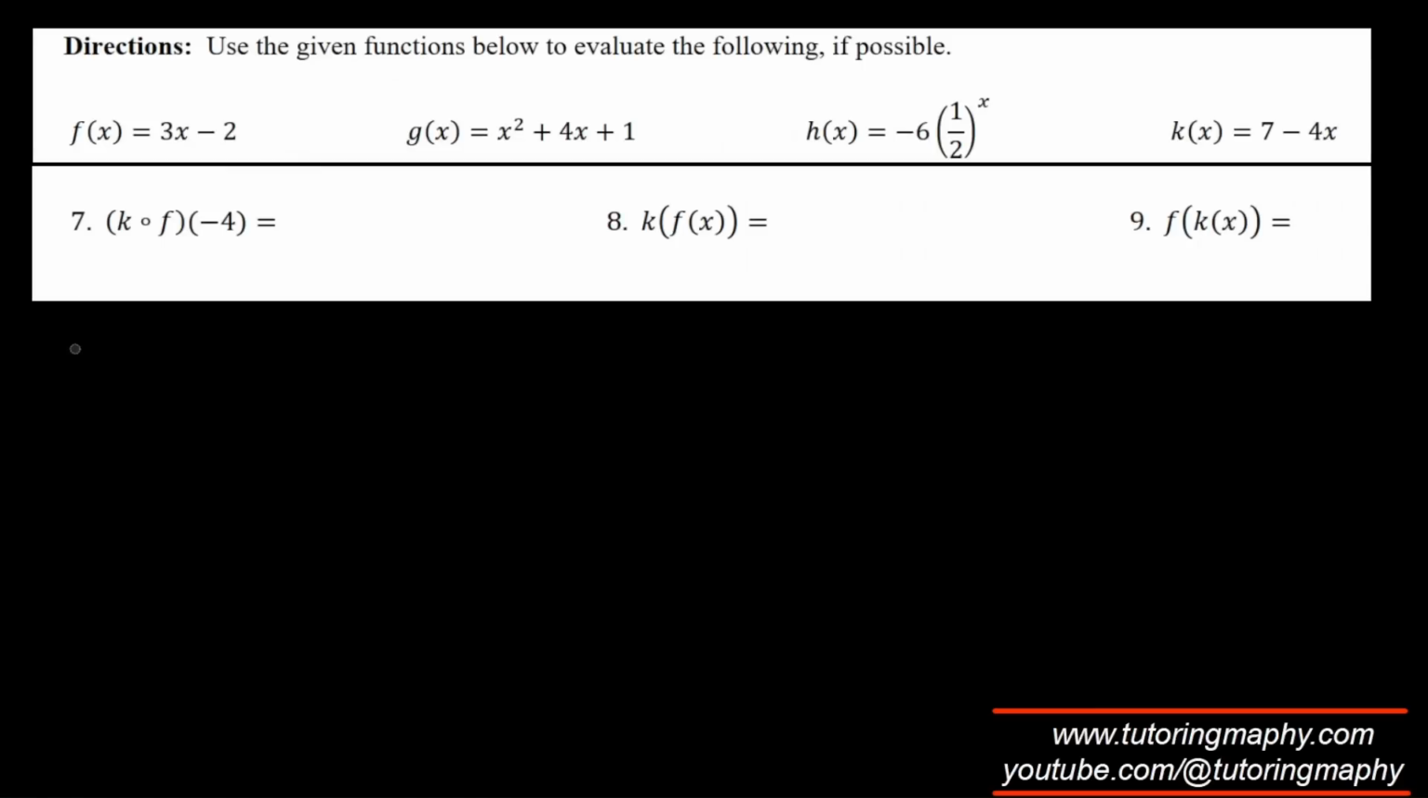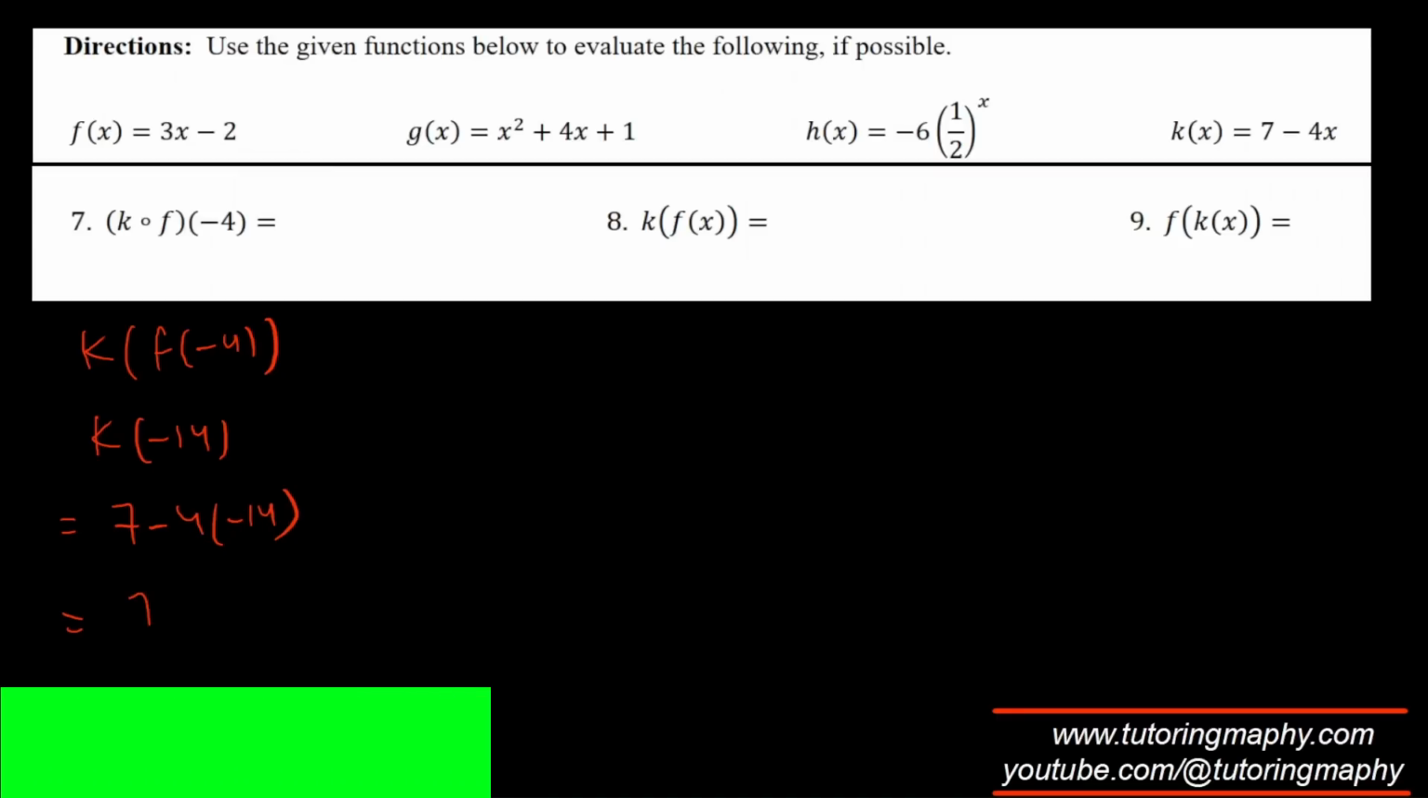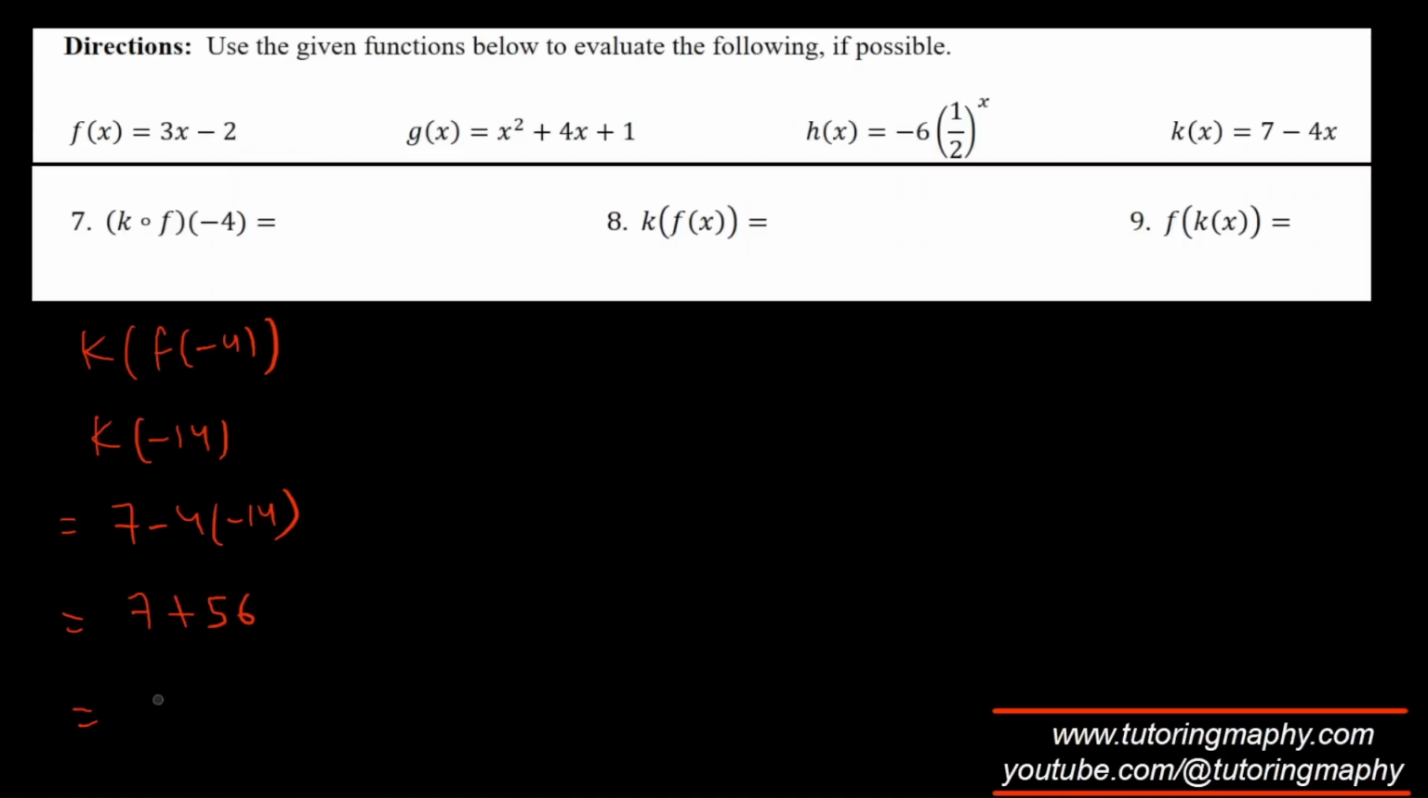Okay, the next is k of f of negative 4. So first we find f of negative 4 by replacing x with negative 4. Negative 4 times 3 is negative 12. Negative 12 minus 2 is negative 14. So I'm looking for k of negative 14, and k is right here. If you put negative 14 here, we are going to get 7 minus 4 times negative 14, right? 14 times 4 is 56. Double negative is positive, right? So it's 7 plus 56. And that's going to look like what? 63, right? Yeah, 63. That's our final answer for this.